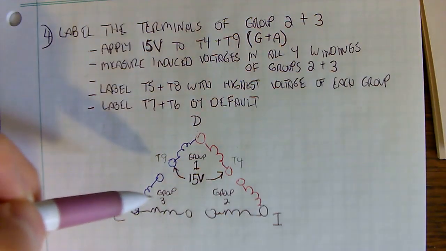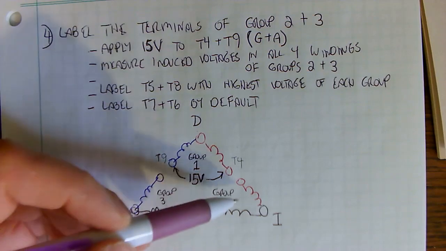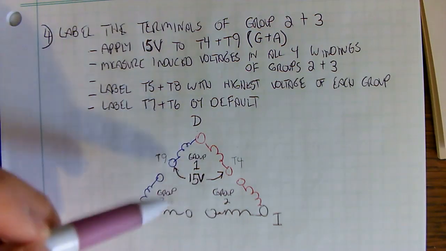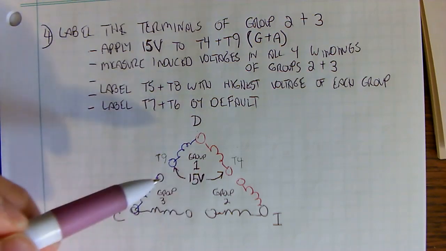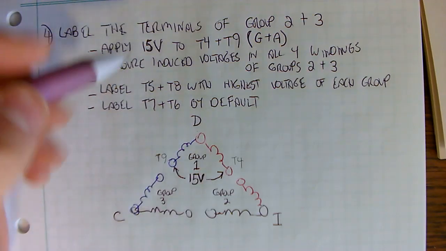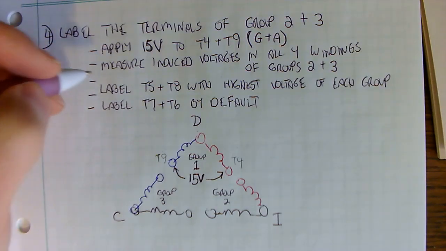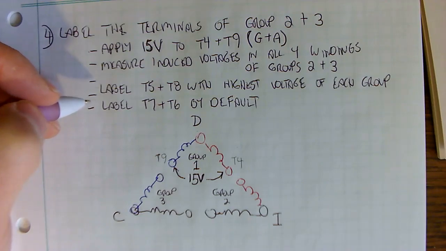And with the way it's set up, we can actually figure out which winding is which due to the relationship physically in the stator here, because these are all stator windings. All right, let's go down our list here. So measure the induced voltages of all 4 windings. And then through that, we can label.